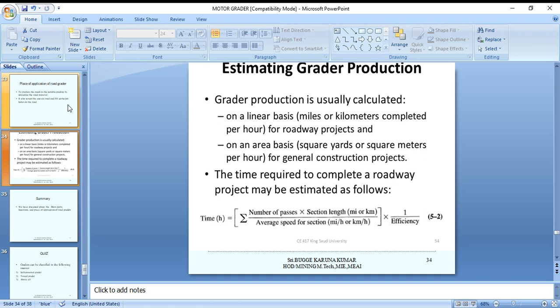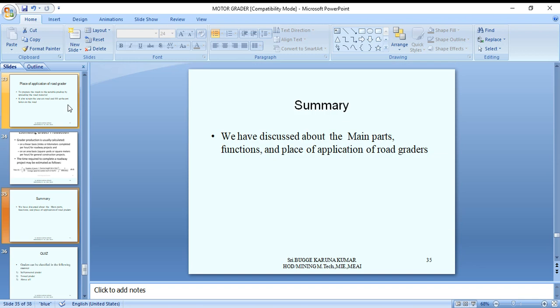So this is the general production calculation methodology for the grader. Because there is no container, it can be calculated linearly or by area, how much area it will cover. Based on these two, the production can be estimated and the performance calculation of the grader is possible. So I am going to conclude this chapter, that is, application, main parts, function and place of application of the road grader. So we have observed the construction details so far.